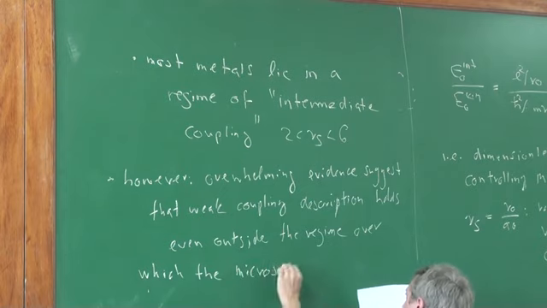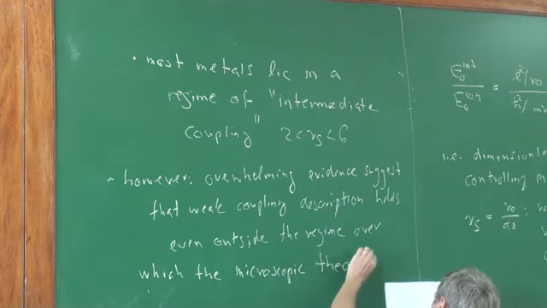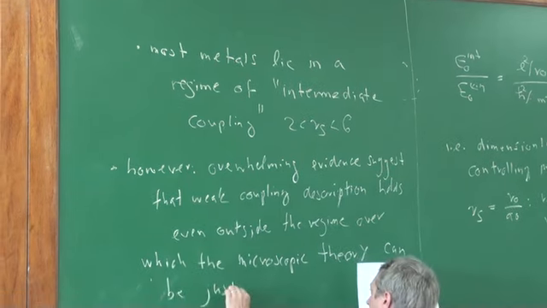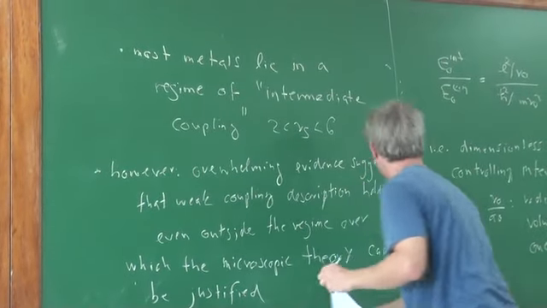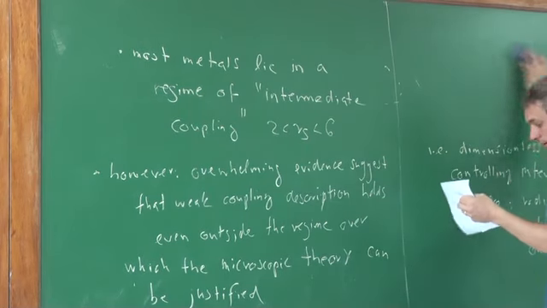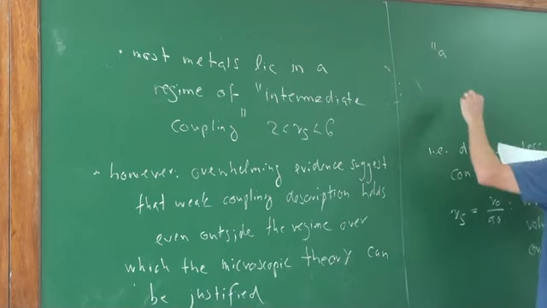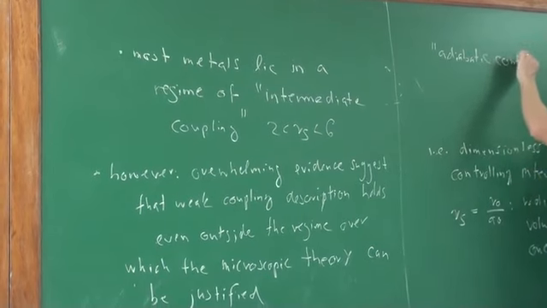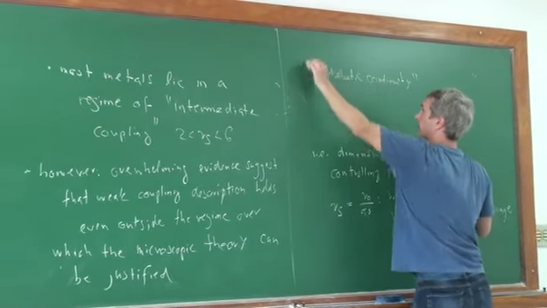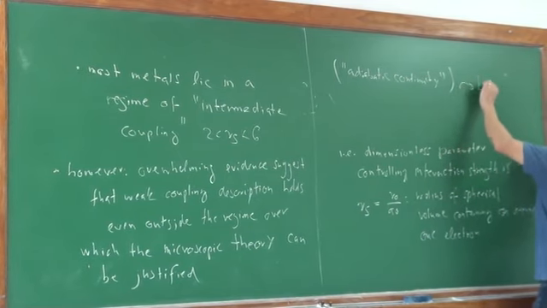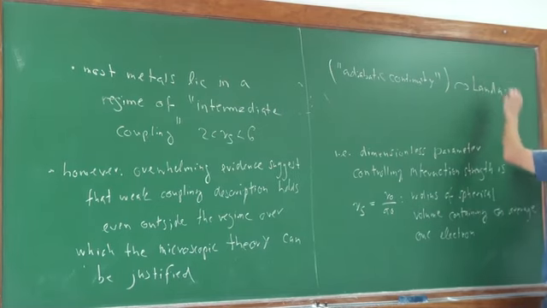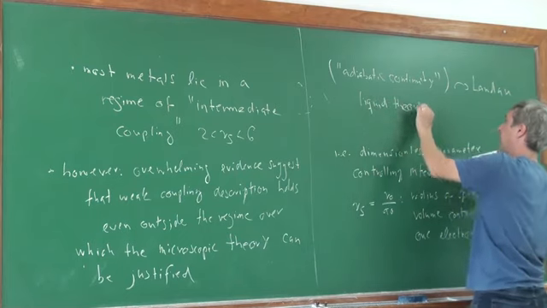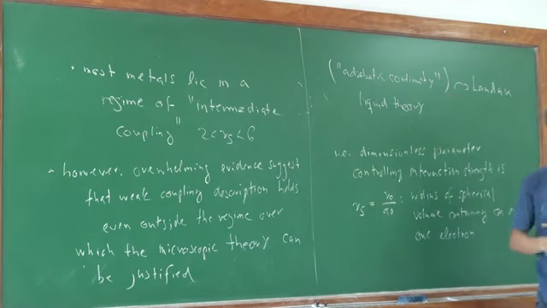Microscopic theory can be justified, and the principle behind this is the idea of adiabatic continuity, which is also the underlying idea of the Landau liquid theory, which is a phenomenological theory that will describe these intermediate regimes well in many cases.